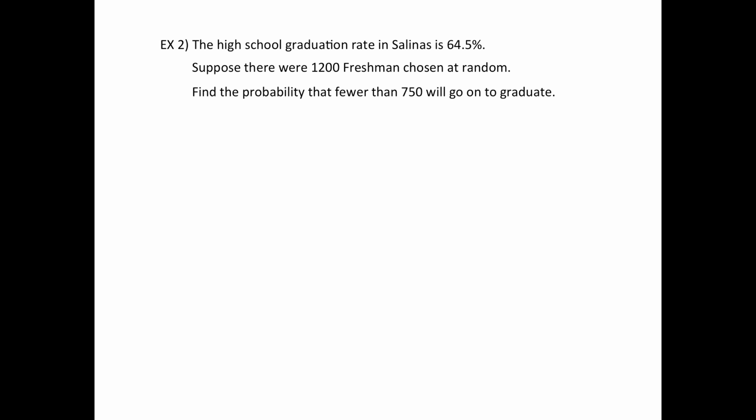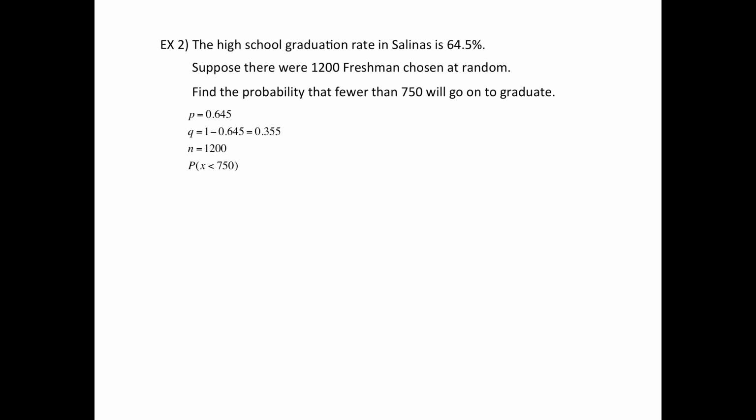Let's try one more. According to what I just Googled, the high school graduation rate in Salinas is 64.5%. There are, I believe, 4 public high schools in Salinas. So it's saying, when you look at all 4 of them together, 64.5% graduation rate. Now suppose there were 1,200 freshmen out of those high schools, chosen at random. Find the probability fewer than 750 go on to graduate.